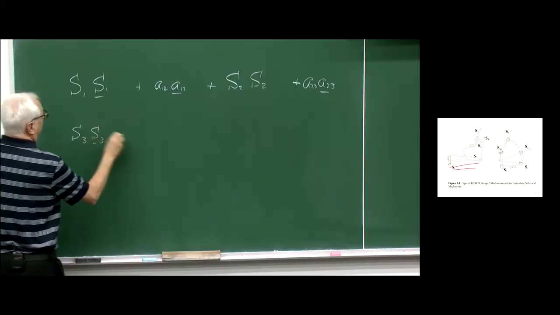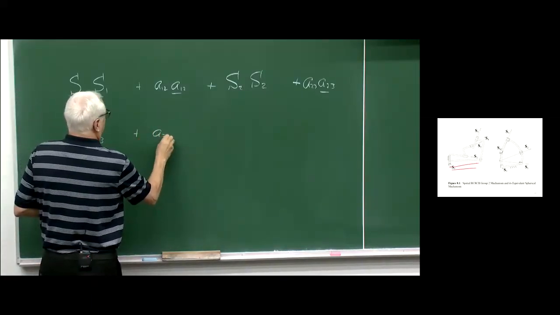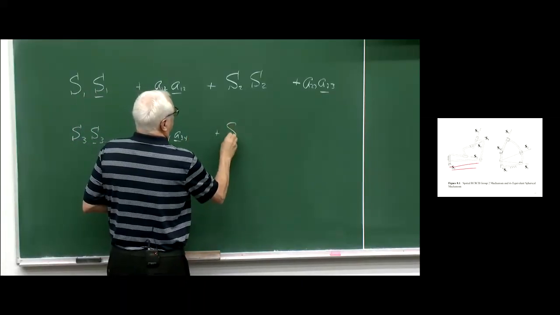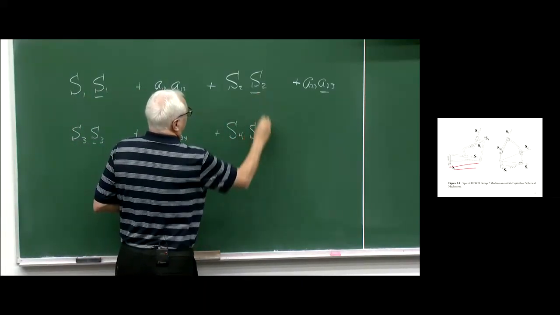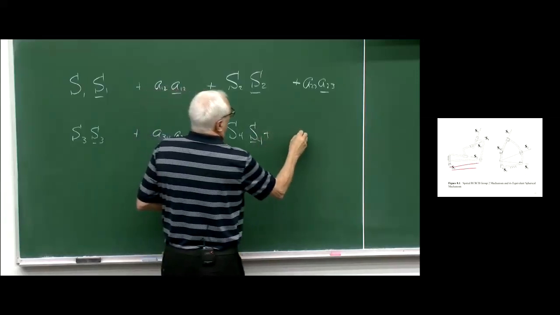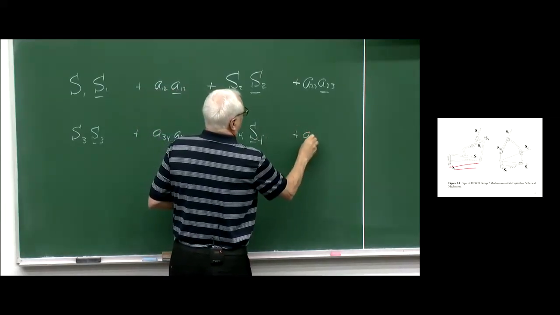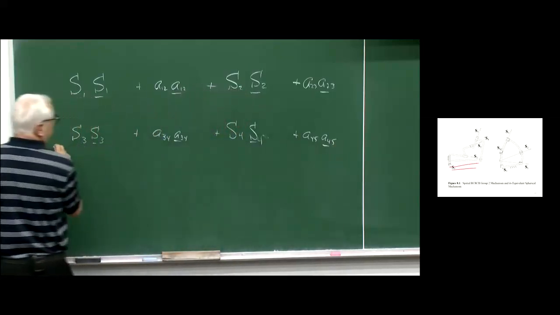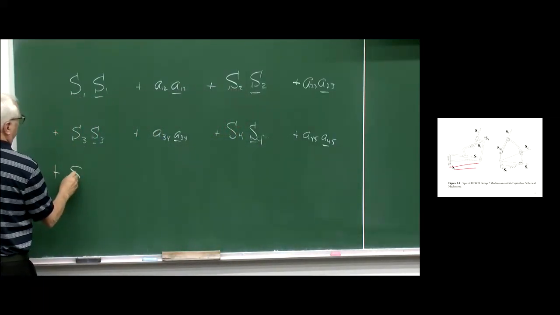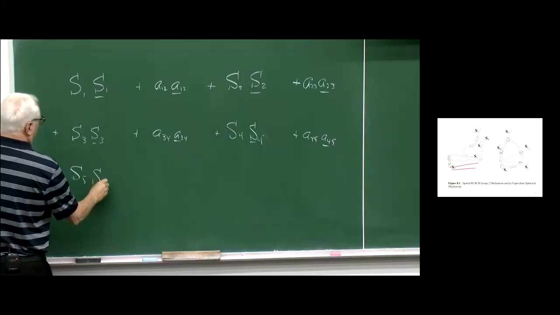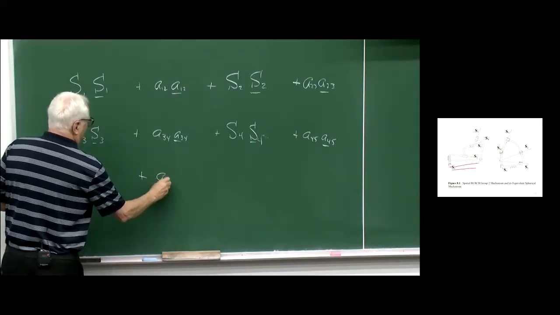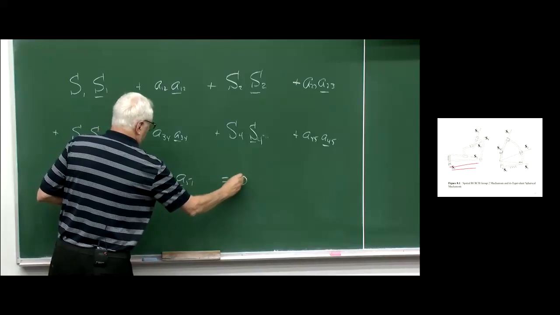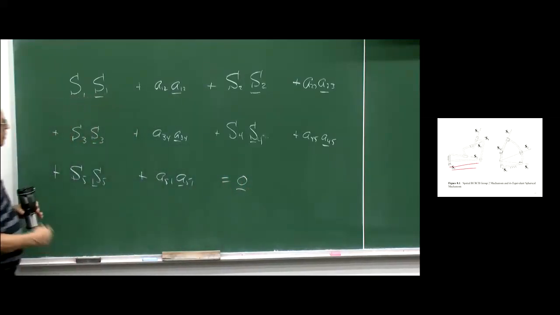S3, A34, S4, A45, S5, A51. And if I walk all the way around that loop, I'm going to get the 0 vector.